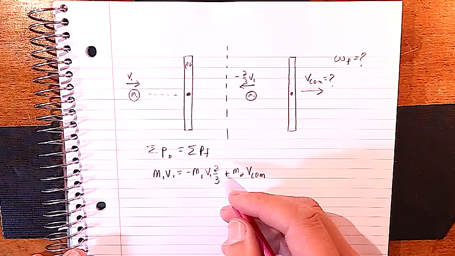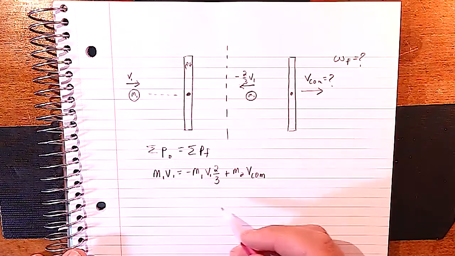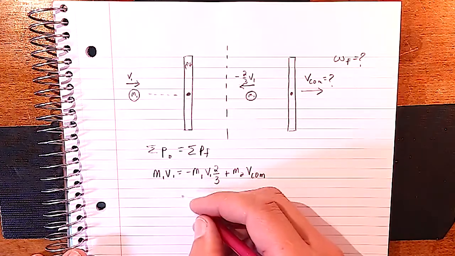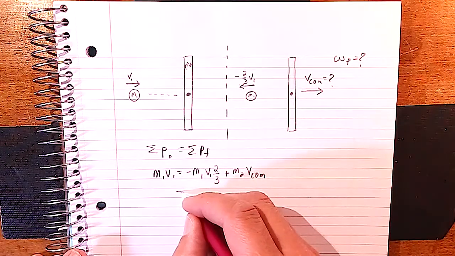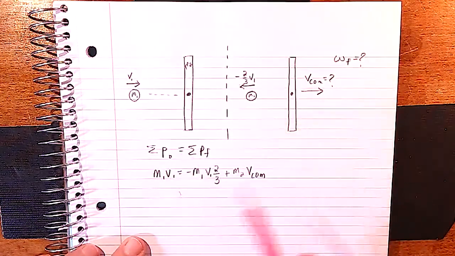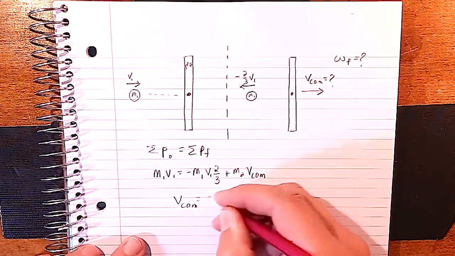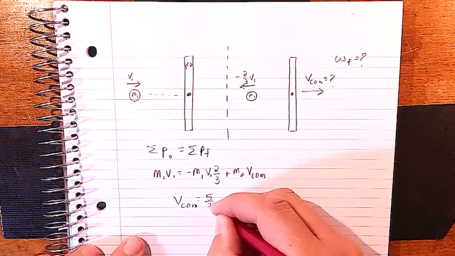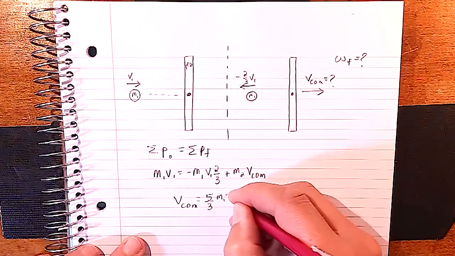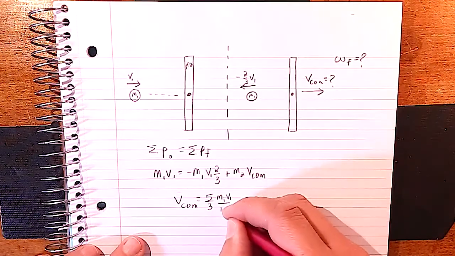So that's what we're solving for. And we just do a little bit of algebra, bring this over. And when you do that, you get a v com of 5/3 m1 v1 over m2.